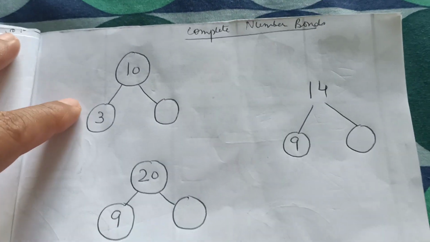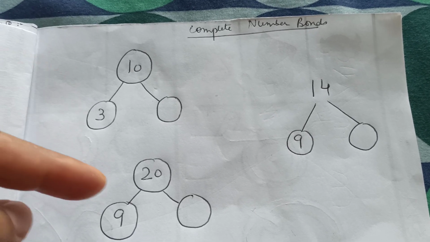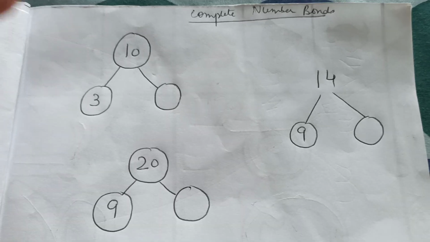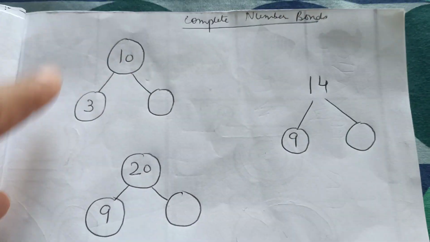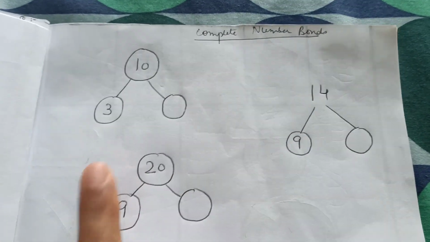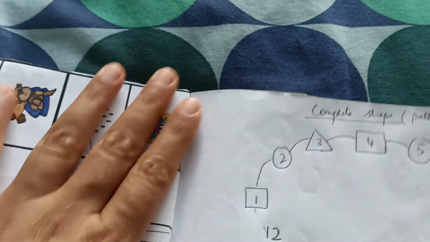This one is number bonds. Like in the last DIY book you saw, we did addition using number bonds. We do it like that only. Again, I want her to practice number bonds more because it's not coming easy to her. So for 10, how will you make it? 3 and 7. For 14, 9 and 5, and for 20, 9 and 11. That's what we are going to practice here.